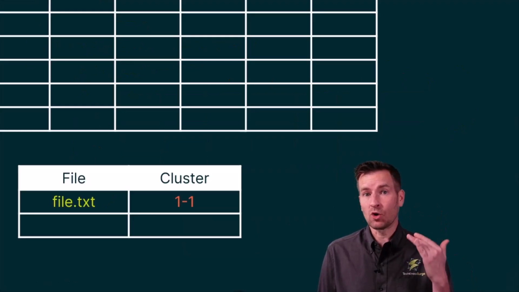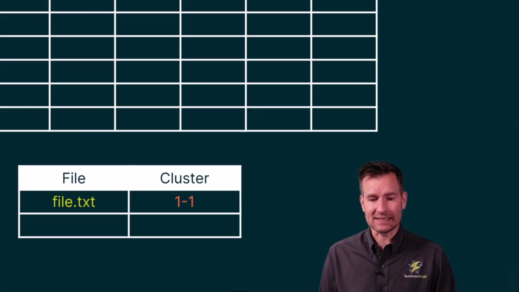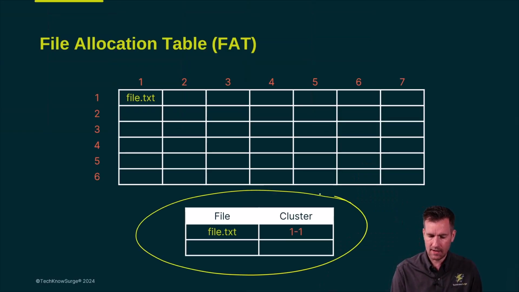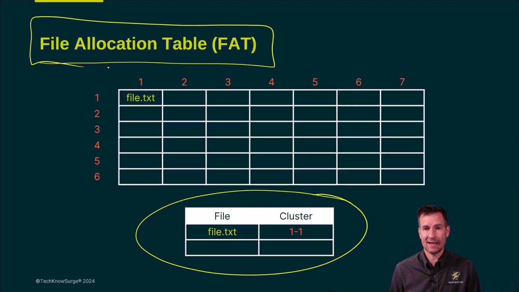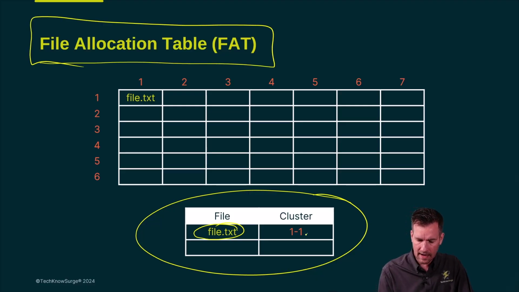We need some way to look up what the address is. So we have another table right here. The table, in one example, is a file allocation table. Once again, that's not across the board what we use for every single storage device, but it could be something that we use. And so what we have is file.txt with the cluster 1-1, so that way we're able to find it.